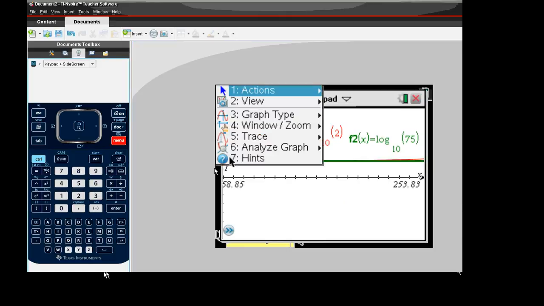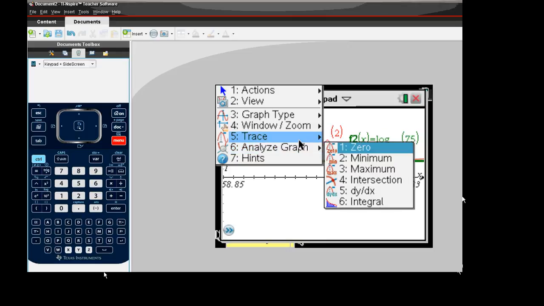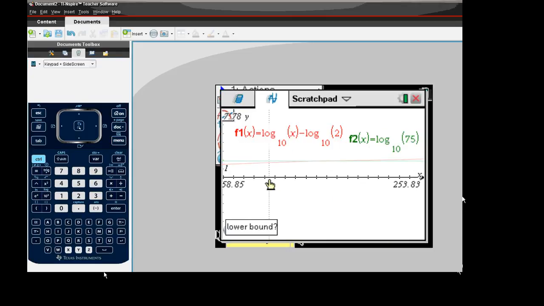So I'm going to go to Menu, Analyze Graph, Intersection, click on the left, click on the right, and now we can see that it crosses at x equals 150. But remember, we were looking for where is log of x minus log of 2 less than or equal to log of 75. So we're looking for where the red line falls below the green line. Well, as long as x is less than 150, we're okay.